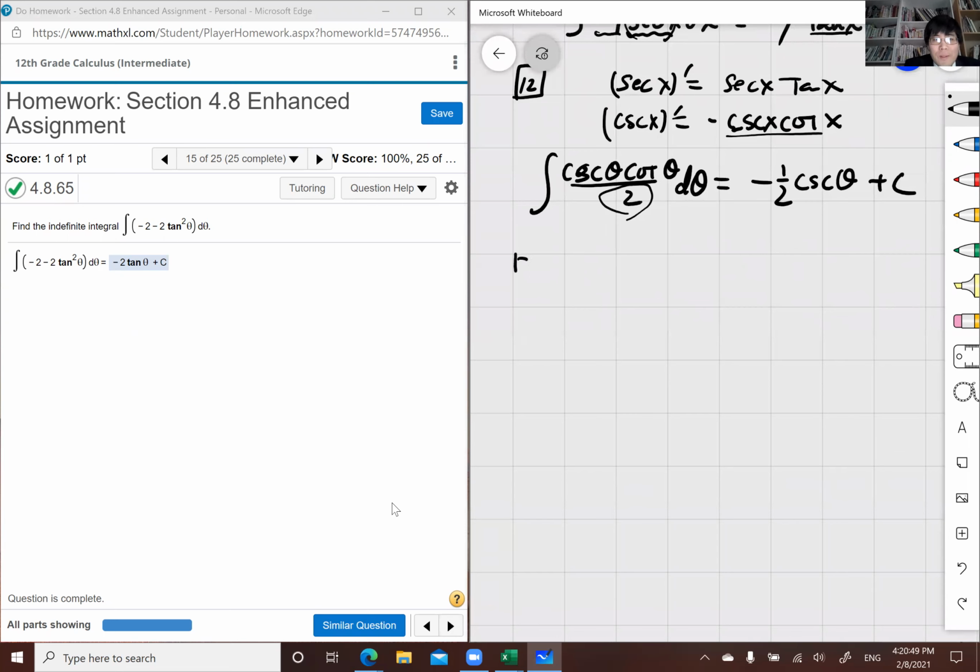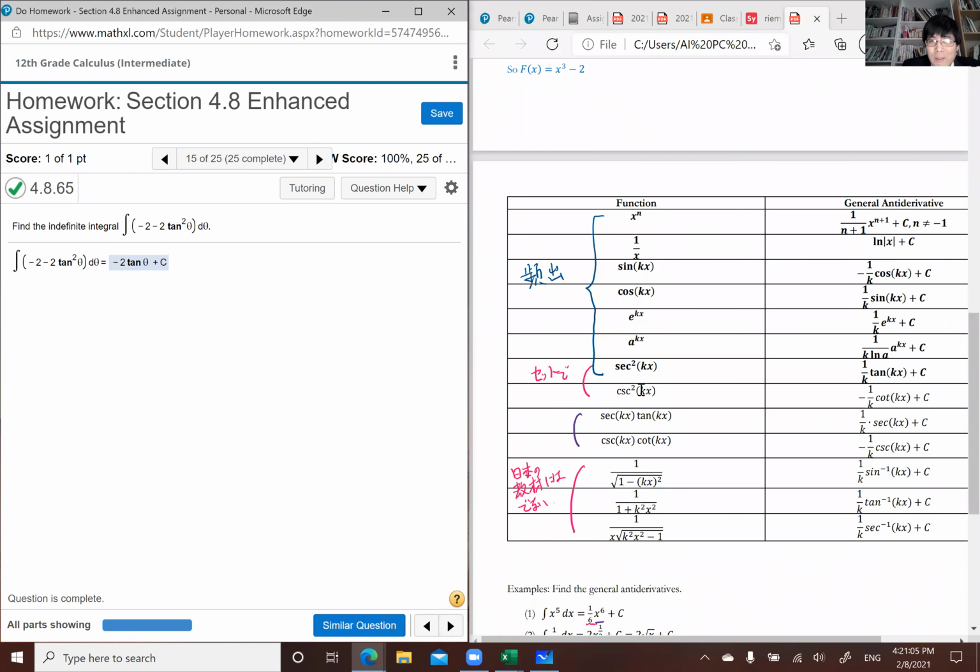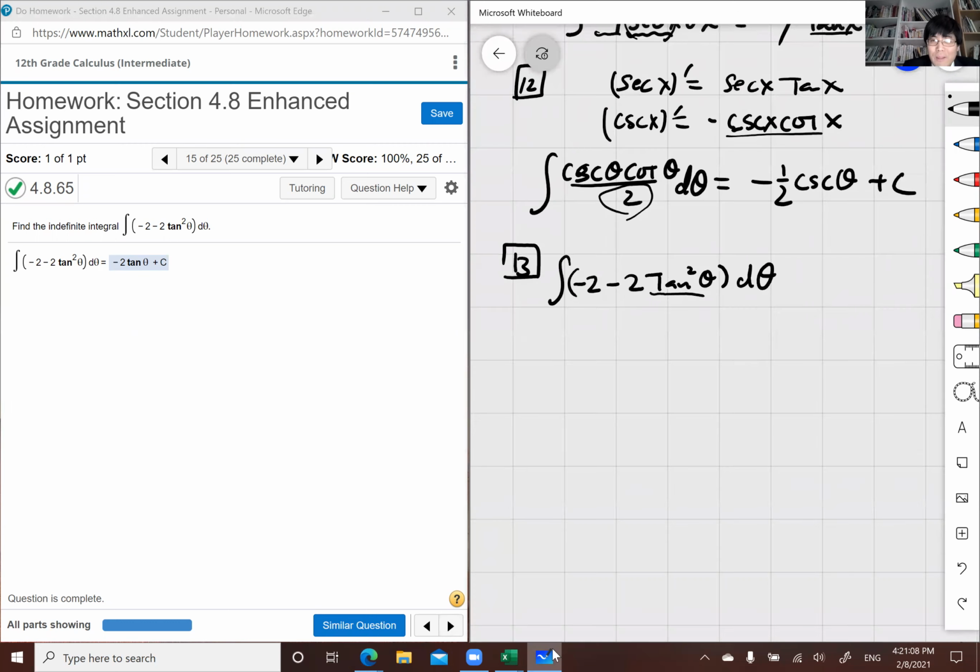Now next one. Negative 2 minus 2 tangent square theta d theta. Well, this one, we didn't see any tangent square in this left side of the table, but we know that 1 plus tangent square is equal to secant square. And that's how we're going to take an integral of this, because we know how to take an integral of this one, okay?